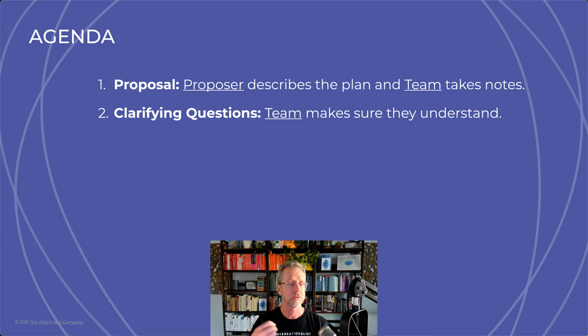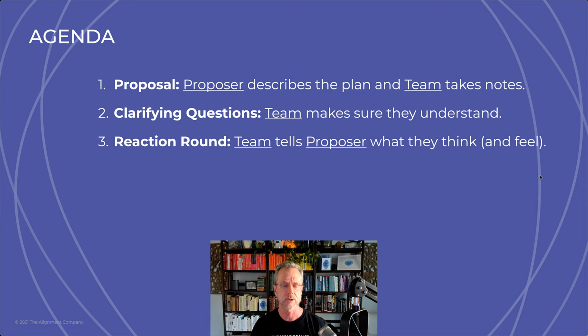Step 2 is where the team asks clarifying questions to make sure that they understand the proposal. They don't offer any feedback at this point. They simply make sure that they understand what the proposer meant, what they mean by certain words, because we use different words in different ways. Sometimes we want to know where data comes from, all of those kinds of things. But we just ask clarifying questions to make sure we understand.